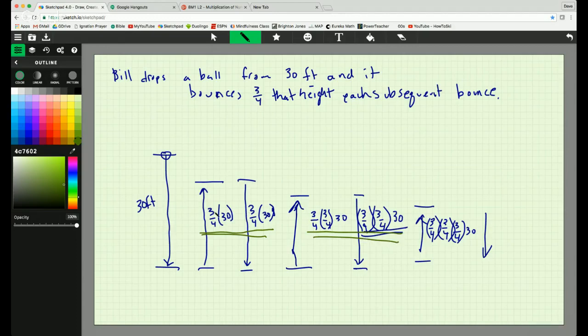So what is an expression that represents this? Well, this is 30 feet. And this is 3/4 of 30. And what is this? Well, this is 3/4 times 3/4. So this is 3/4 squared, to the second power, times 30.